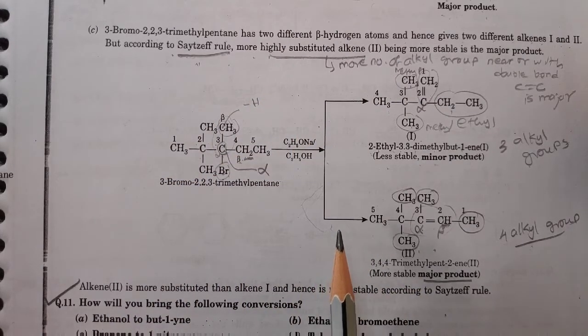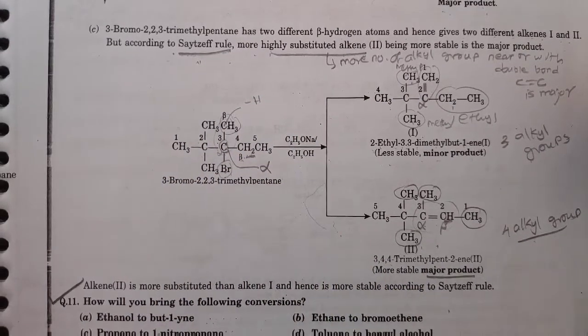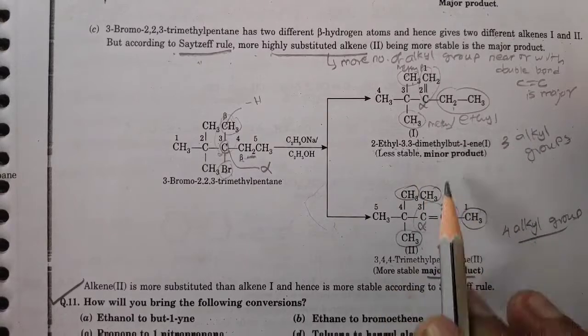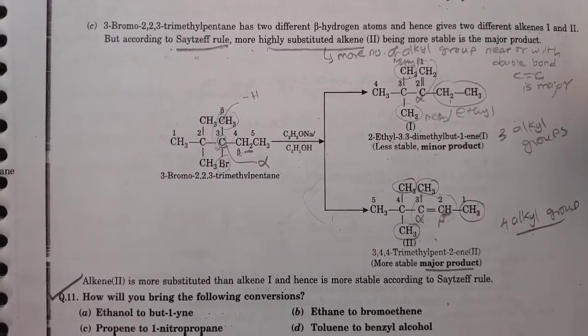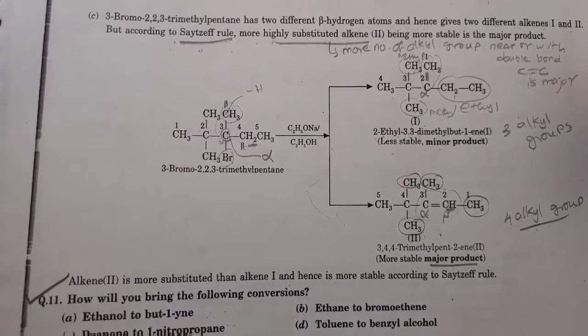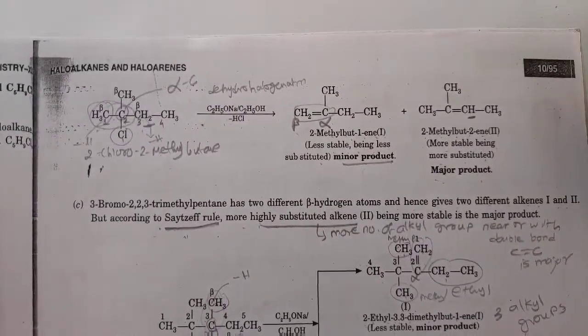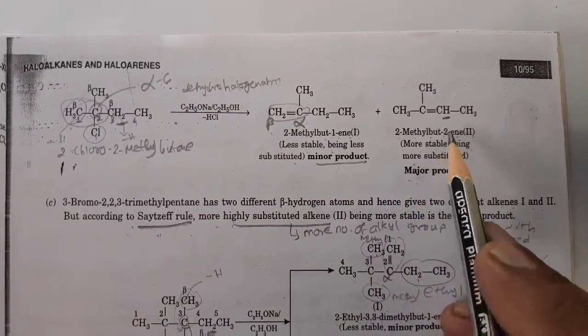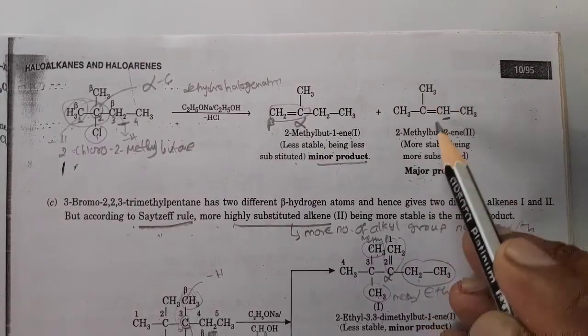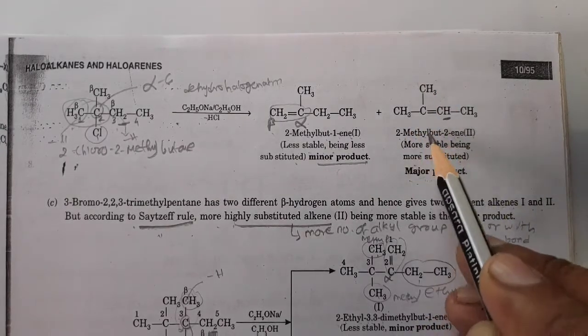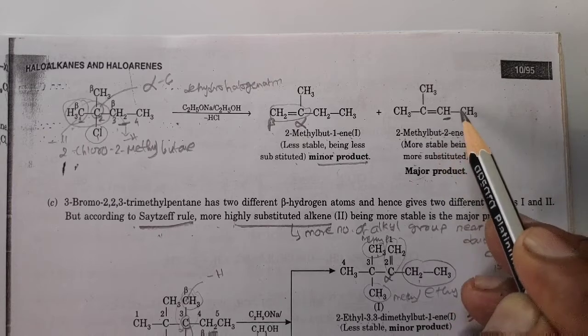Exercise 10.10 also, everyone understood? Okay, write it down in your book and be careful with this rule I was talking about, right? Now the next one. If you see this one also, what we discussed before, it's also a Saytzeff rule only. See why this is the major product? Because you can see here 2-methyl but-2-ene.